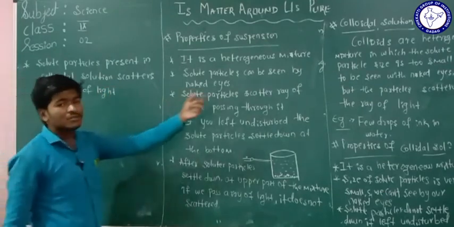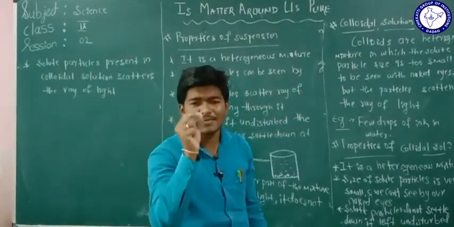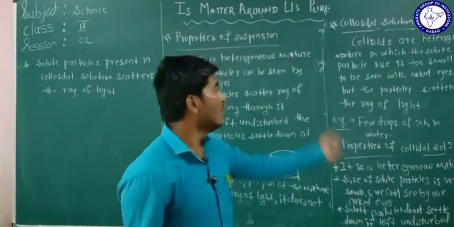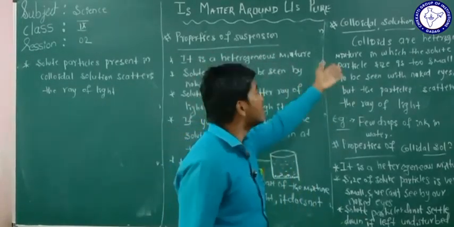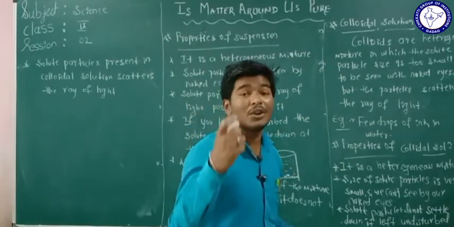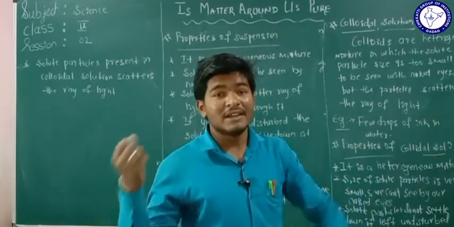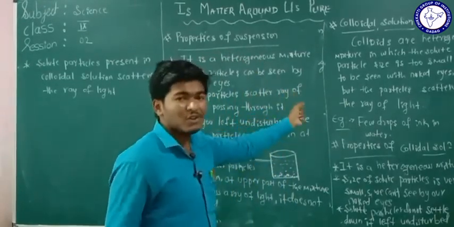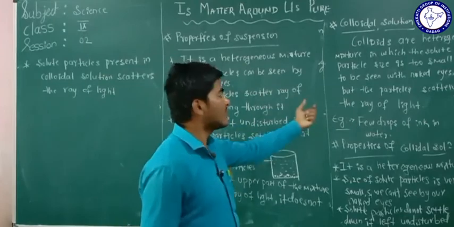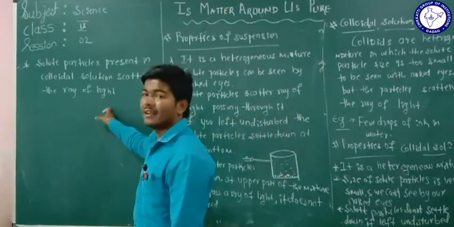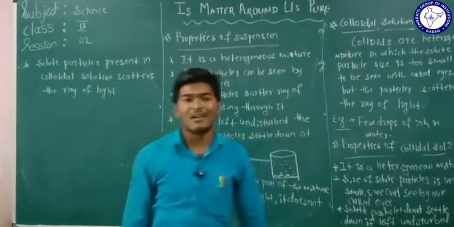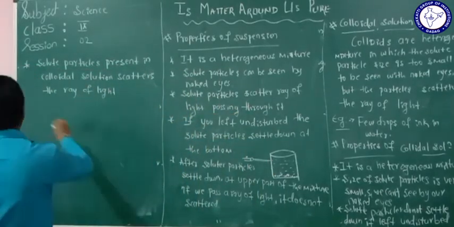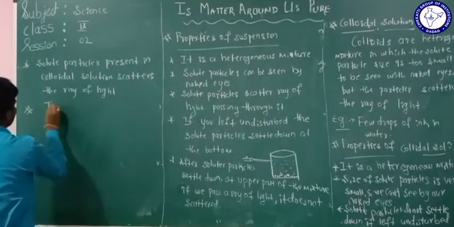In the colloidal solution, the size of the solute particles is very small. They are very tiny, we can't see them with our naked eyes. But the solute particles present in the colloidal solution also scatter the ray of light. Is it clear? As I told already, the size is very small, but they also scatter the ray of light. And this effect is nothing but the Tyndall effect. So it is another property of the colloidal solution. Next we are going to move to the Tyndall effect.